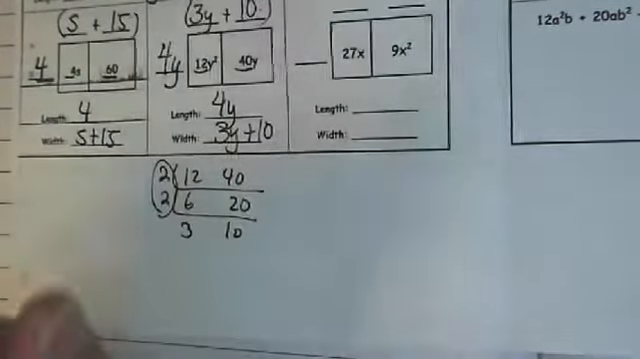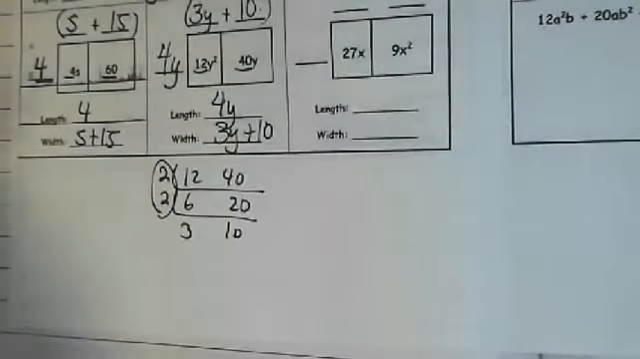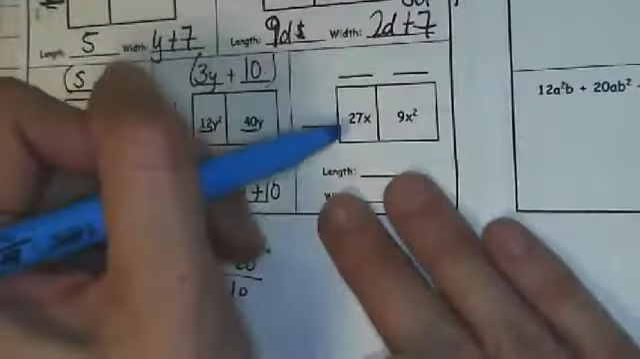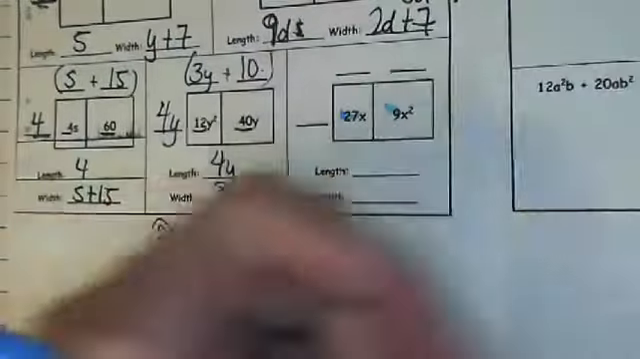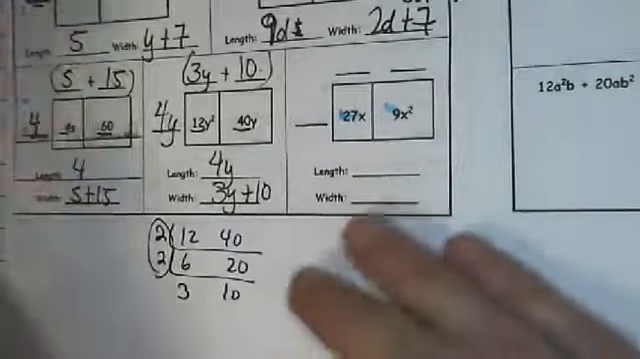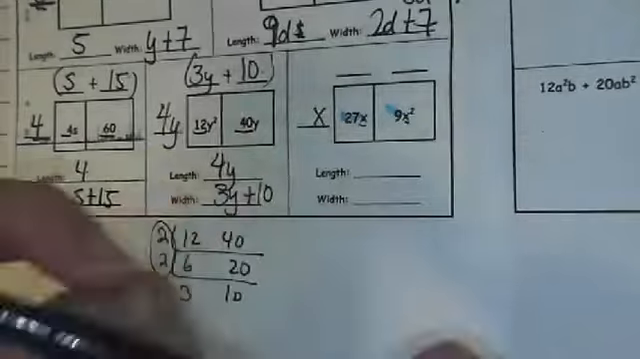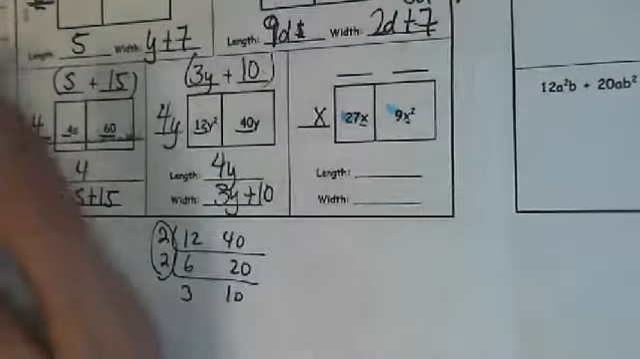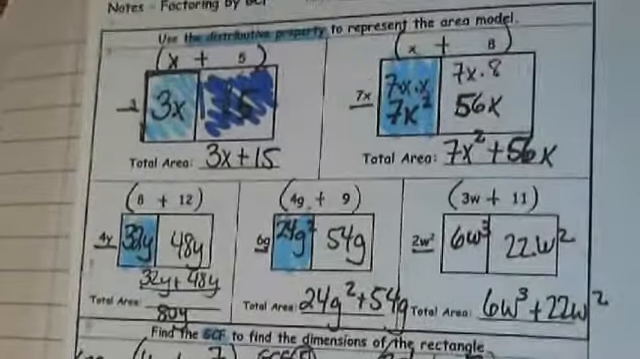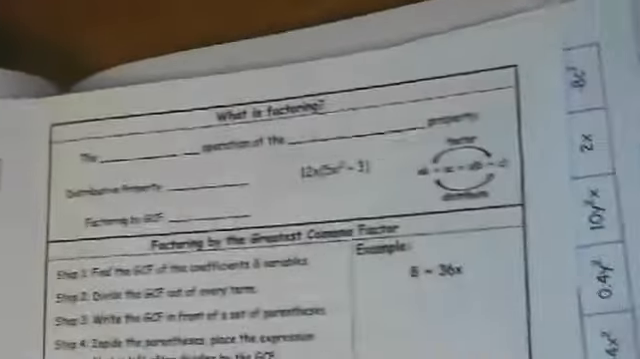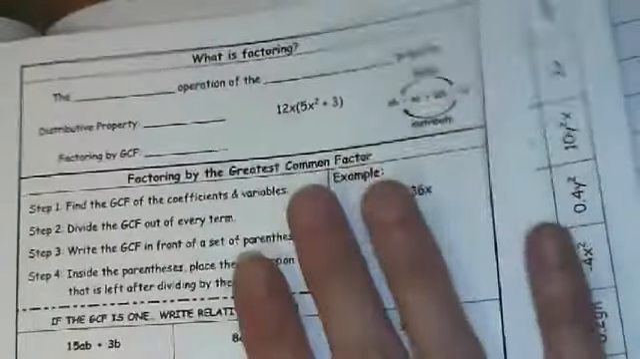Go ahead, I'm going to see if you can do this one by yourself. Think about it. What's the GCF of 27 and 9? I'm going to give you a clue: they both have an x, so you can at least pull out an x. Go ahead and do this one. Again, this was factoring by the GCF, dealing with the area model. Now, what is factoring? We're going to talk about that in class. So make sure you have this side of the notes completed, ready to discuss.